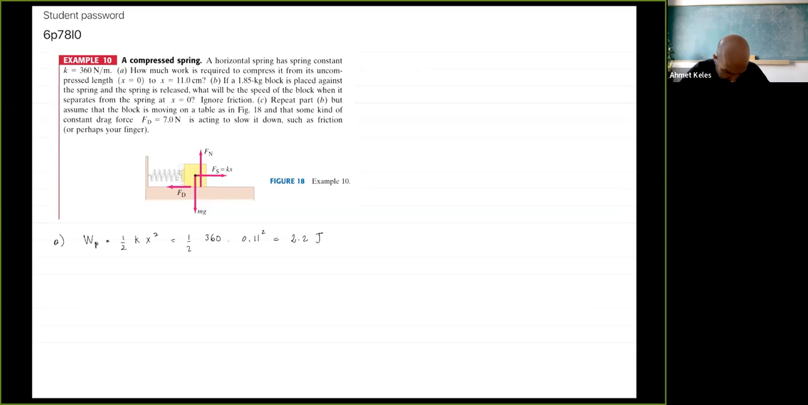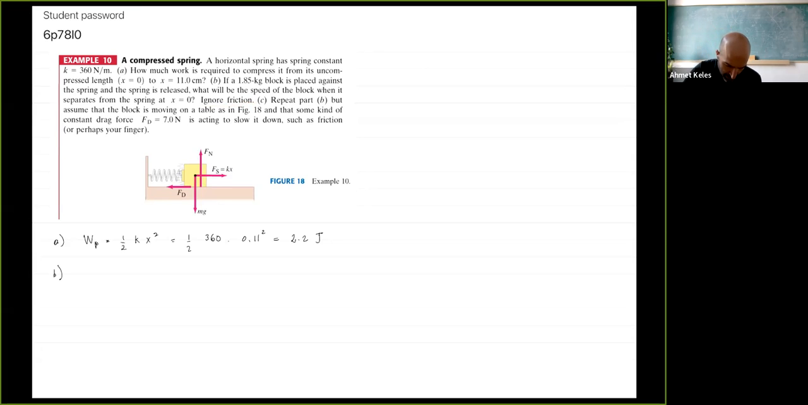And B, if a 1.85 kilogram block is placed against the spring and the spring is released, what will be the speed of the block when it separates from the spring at x equals 0? And we are supposed to ignore the friction. Any suggestions? How can I solve this one?